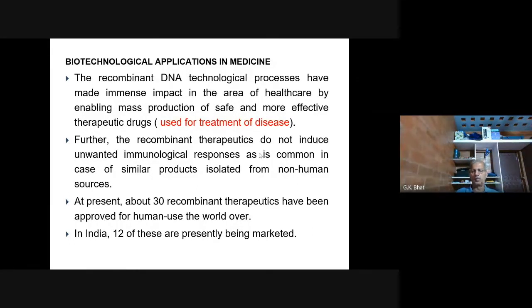So, recombinant therapeutics. What is a therapeutic drug? A therapeutic drug is a drug used for treatment of diseases. So the recombinant therapeutic drugs developed by recombinant DNA technology do not induce unwanted immunological response, which is very common from non-human sources. At present, about 30 recombinant therapeutics have been approved for human use all around the world. In India, 12 of these recombinant therapeutics are presently available in the market. They are manufactured by recombinant DNA technology because it generates less unwanted immunological response.